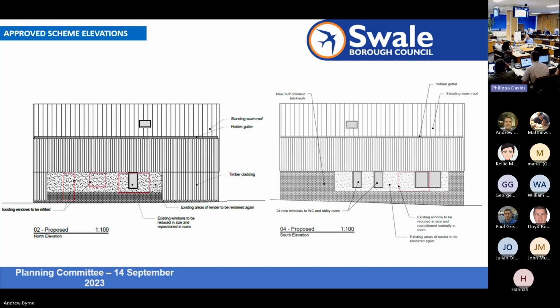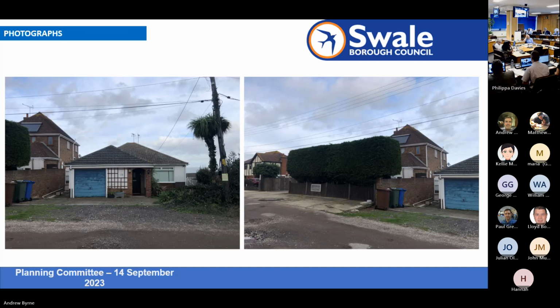And again, these are the elevations of the approved scheme. So here are the site photos. That's the property in question, the bungalow that will be demolished. Members can see the two-storey dwelling on the right-hand side, which does sit on a higher land level.